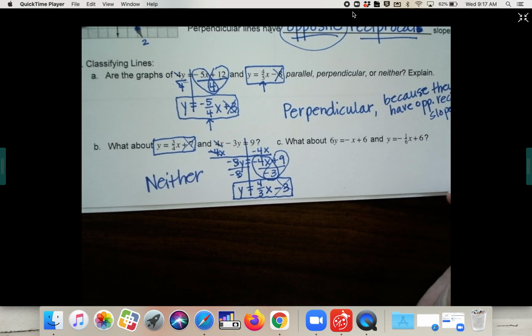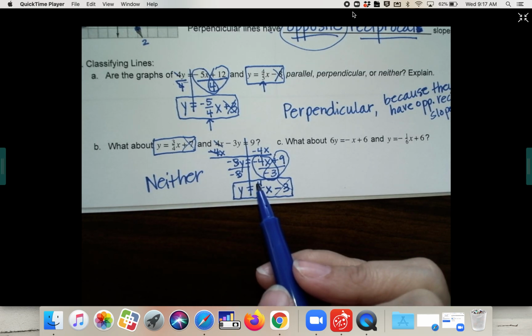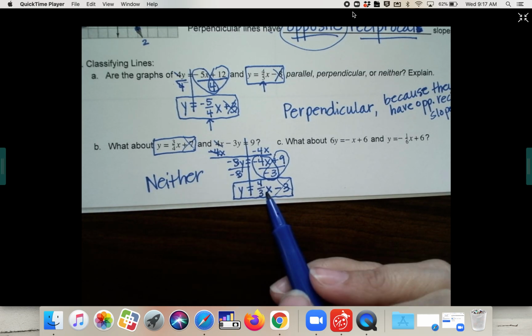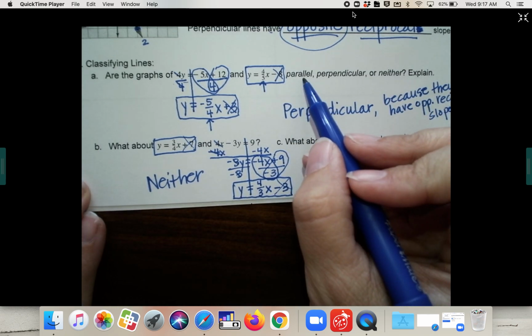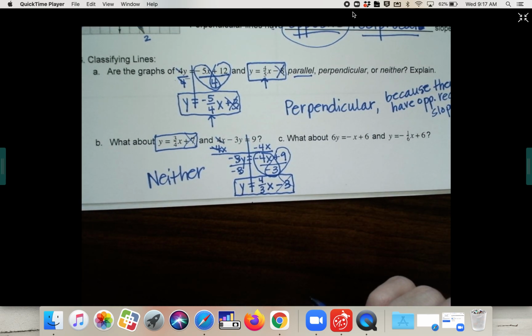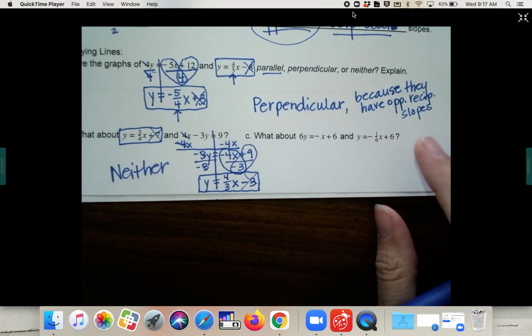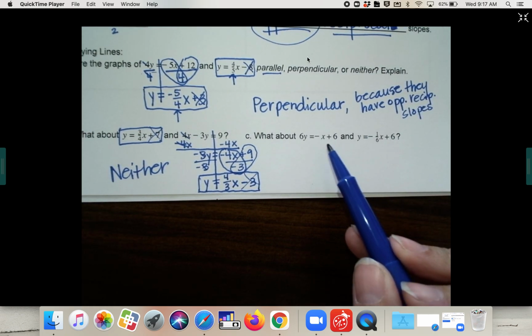And you can write out the explain, but it's because the slopes are not opposite. They're not opposites, and they're also not exactly the same. Because remember, in order to be parallel, the slopes would have to be the exact same. All right, last one of these. So what about these two?